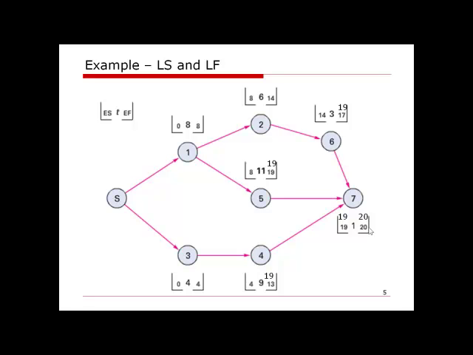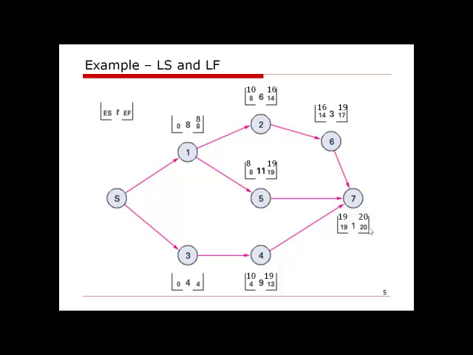Now for activity 6, the activity time is 3 weeks, so the late start time will be 16. Which means it can wait till week 16 to start working on it, and it still has enough time to finish in week 19, and will not cause delay in activity 7. Similarly, the late start time for activity 5 will be 8, and for activity 4, it will be 10. And similarly, we work backward all the way to the beginning of the activity.